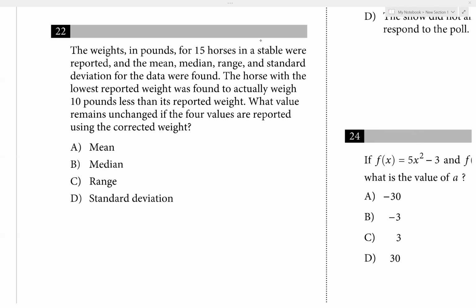Okay, so pretty much we have 15 horses. And then there is an error that we found, right? So the horse with the lowest weight actually weighs 10 pounds less. So the lowest number out of the 15 numbers, we're going to subtract 10 from that, right? So it becomes even smaller, okay, for the lowest number.